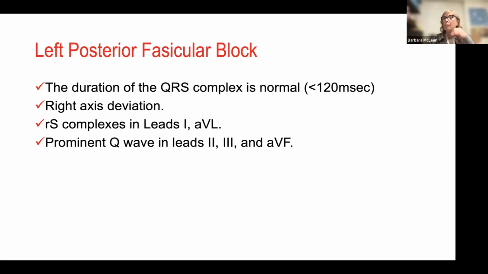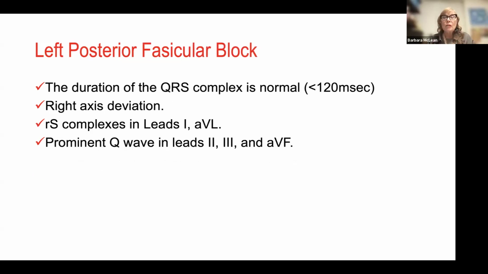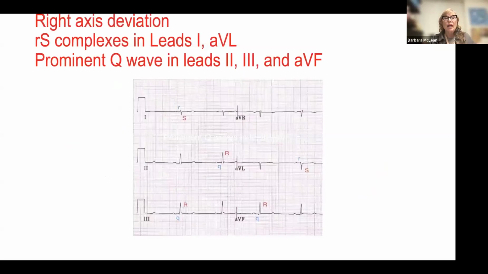Now, this is going to, again, be quite confusing, as it correlates to an old inferior MI. And so I think I actually posted that one in the wrong space. So again, now I have a blocked posterior division. I'm activating towards the anterior surface, so anterior and up to the left, and then down to the inferior wall. Okay, so that's what's going to give us our visualization.